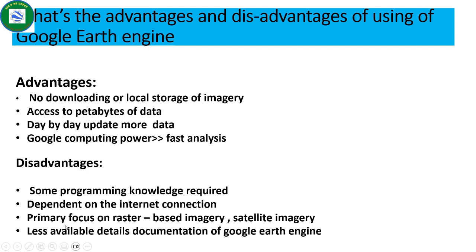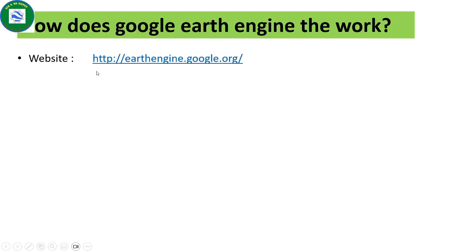So how does Google Earth Engine work? This is the main website, that means the server of Google Earth Engine, earthengine.google.org. This is the main website of the Google Earth Engine platform. After some time we will open it. Software type, that means web processing, that means cloud computing. Accessibility is online, must be online. And then requirement, Google Earth Engine is free of charge and free for users. To use the code editor, however, one needs to register.